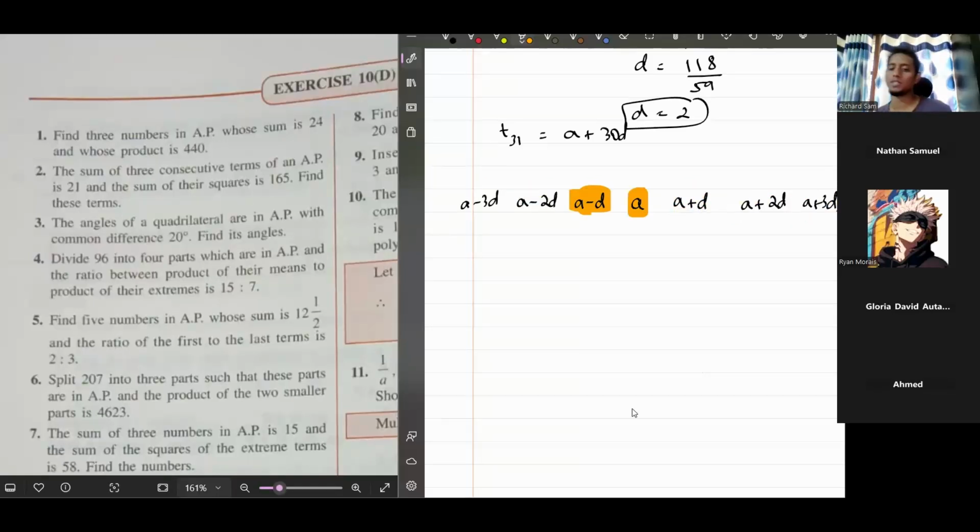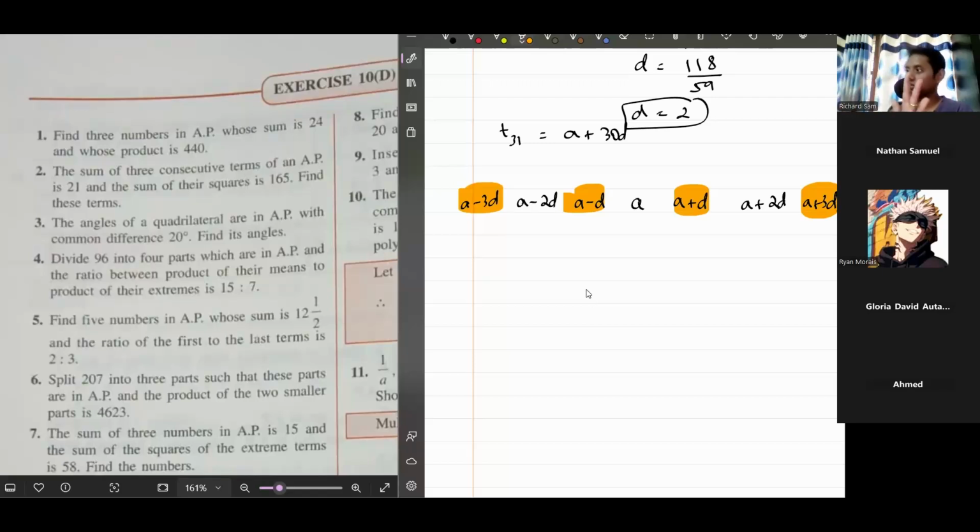Now, what if it's even numbers? 2 terms. Which will be the 2 terms of the AP? Yes, it has to be symmetrical. So A minus D and A plus D. That's for 2 terms. If you have 4 terms, like this? No. If you're skipping a number, you have to skip numbers everywhere. So A minus 3D and A plus 3D. You're skipping every alternate number. So these will be the 4 terms.